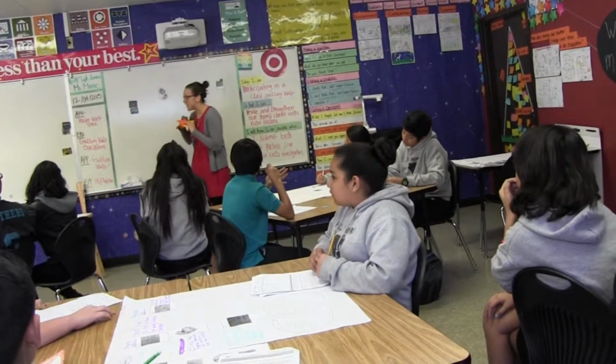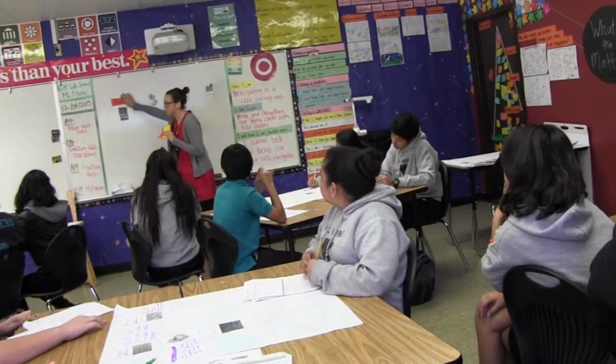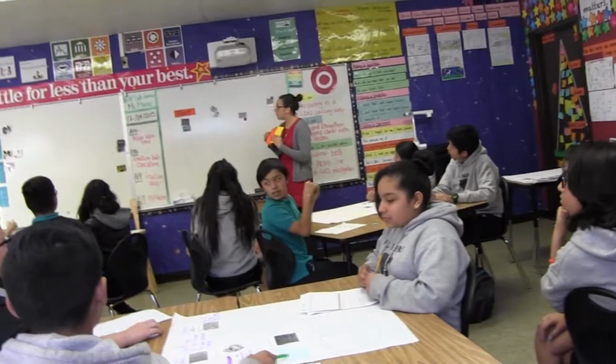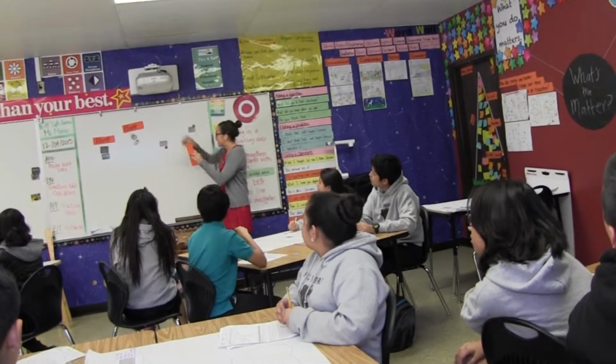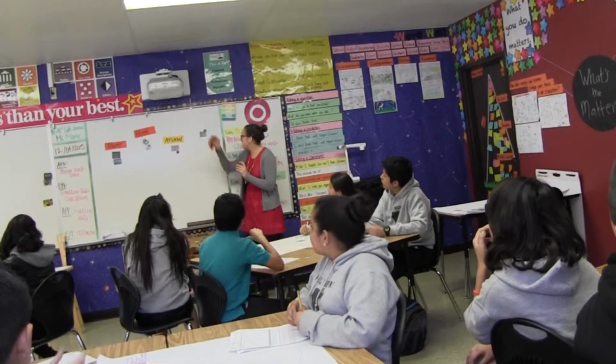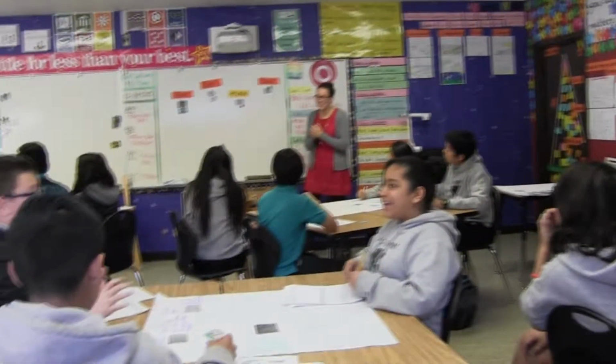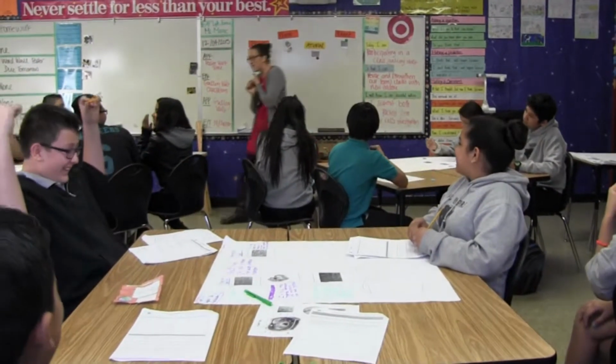Our first cell is a plant cell. We got that right. Yes. Cell B is a plant cell. Cell C is an animal cell. And cell D is a plant cell. All right, so.